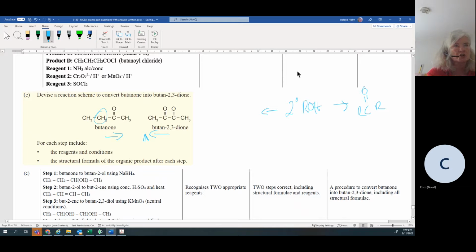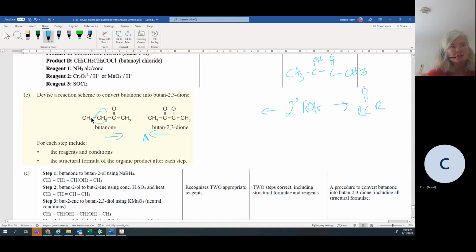So just sketch out what it would look like. CH3 CHOH C double bond O CH3. And you think, well, how can I get an OH there based on just a carbon? And the only one you know is I've got to have an alkene of some sort. So how am I going to do an alkene?